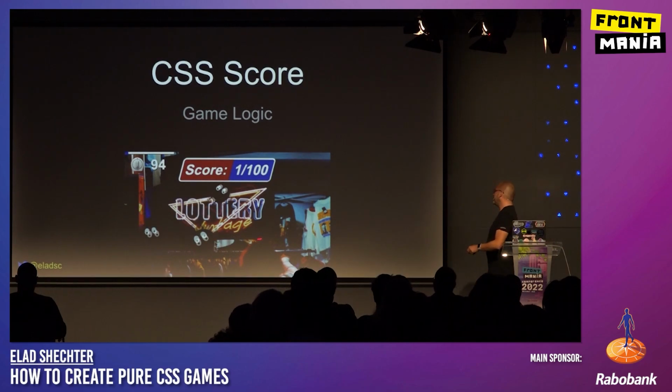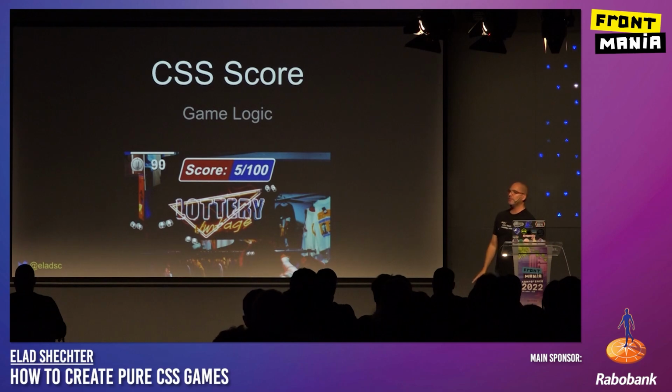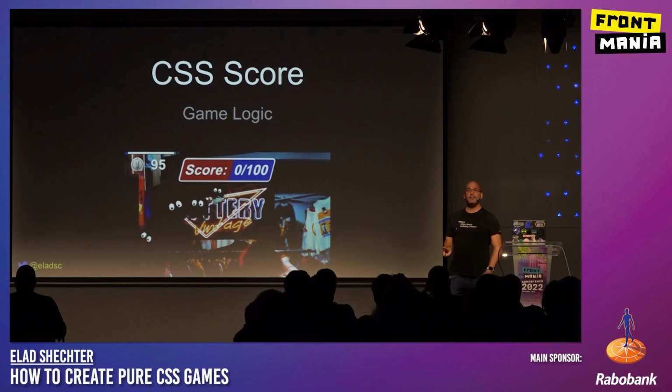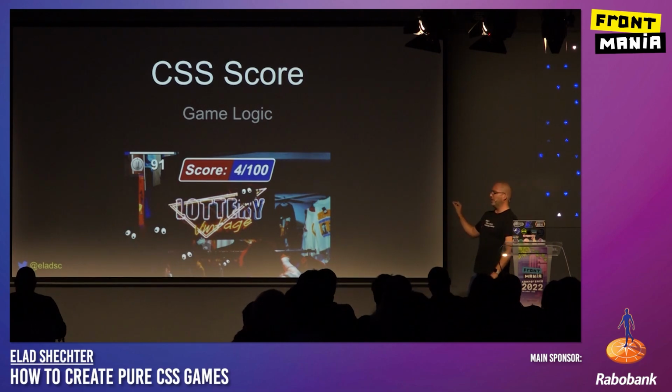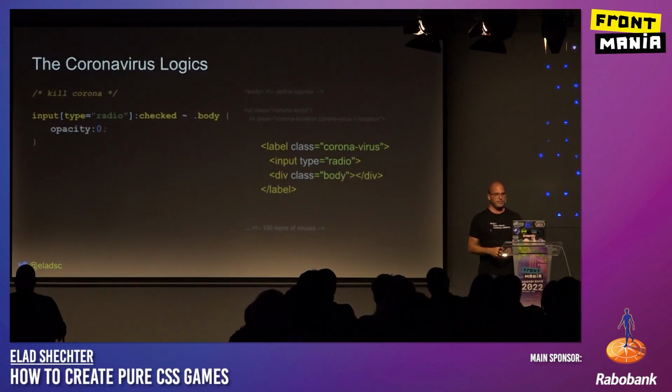And now let's jump to one of the most interesting tricks that I have in this game. In this game, when I click on those coronavirus creatures, they disappear and the CSS score goes up. We actually have two tricks here that we need to talk about. Let's start with the first one. When I click those coronavirus creatures, they need to disappear.